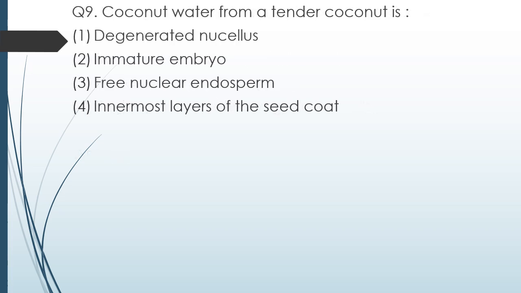Question number 9. Coconut water in a tender coconut is degenerated nucellus, immature embryo, free nuclear endosperm, innermost layer of seed coat. The correct answer is option 3, free nuclear endosperm.